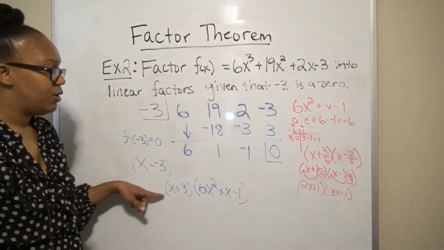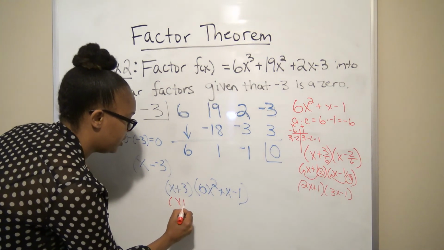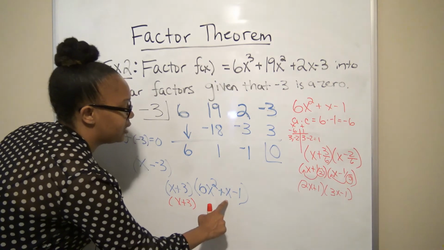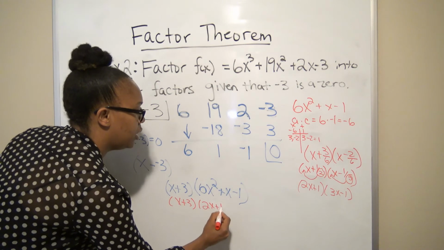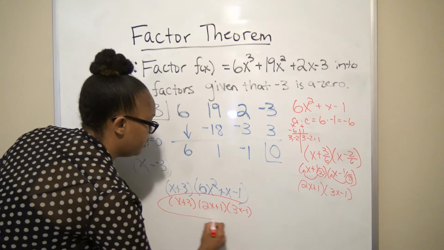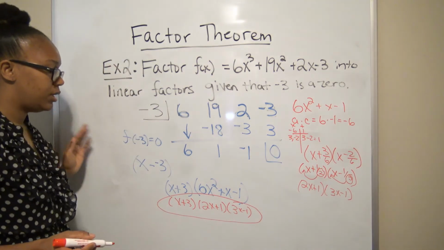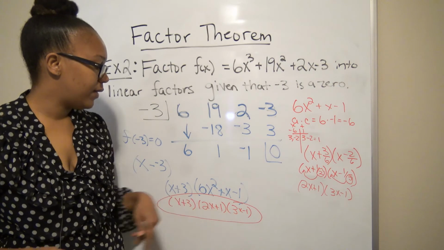So now if I rewrite this in completely factored form, I still have the x plus 3. Now this 6x squared plus x minus 1 factors into 2x plus 1 and 3x minus 1. So this will be your final solution. Now you've taken this function, you factored it into linear factors.